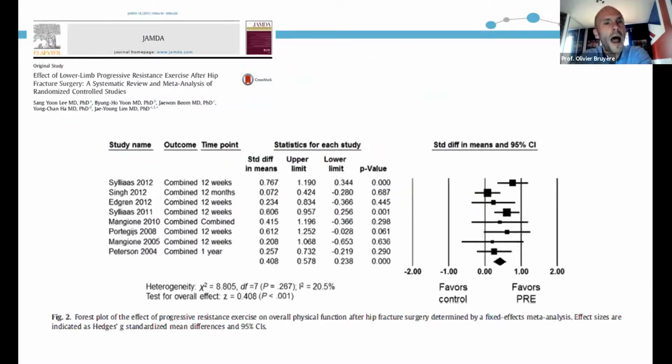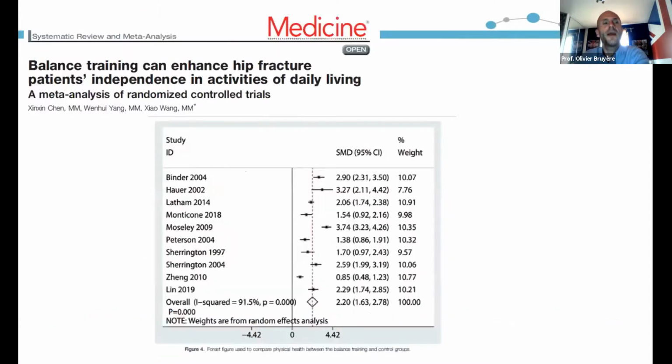If we look now at hip fracture, we've got more evidence. For example, we've got this meta-analysis of randomized controlled studies suggesting that progressive resistance exercises could have a significant benefit on physical function after hip fracture surgery. So once again, progressive resistance training is effective.